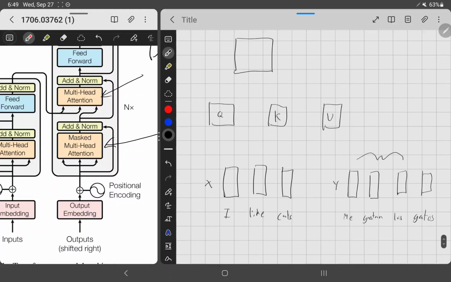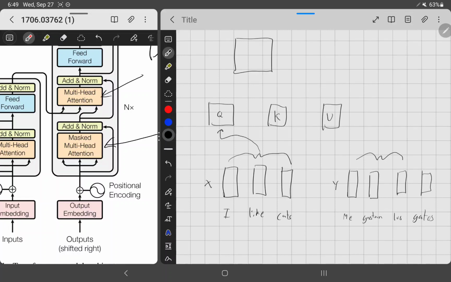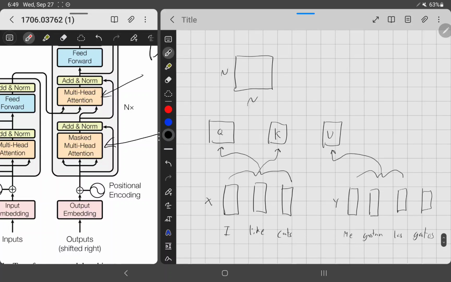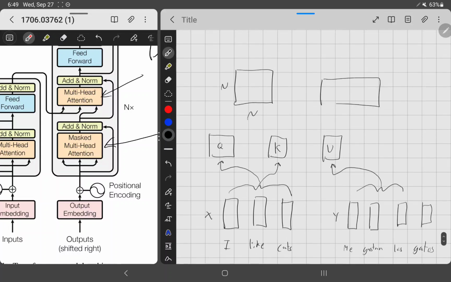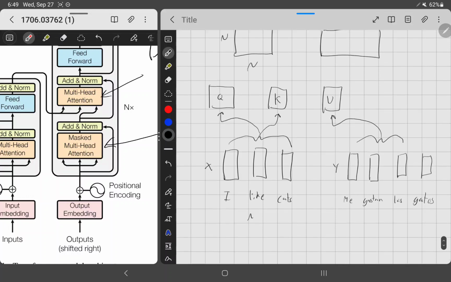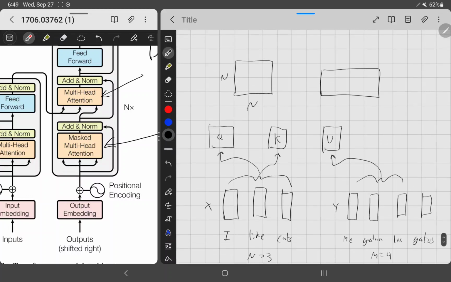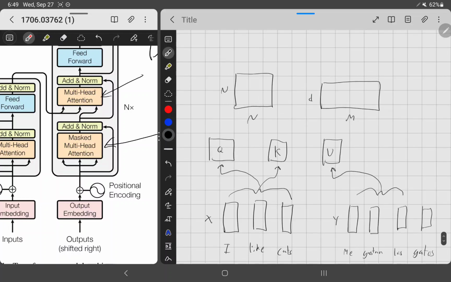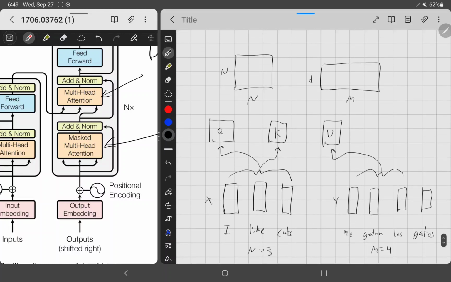But let's say we did this, where we have this be the queries and the keys, and let's have this be the values. Then we get an n by n matrix, and our values is, let's call this n is equal to 3, and this is m is equal to 4. So this would be an m by d. Now there's a problem because you can't multiply an n by n matrix with an m by d matrix, so you can't combine the information this way.